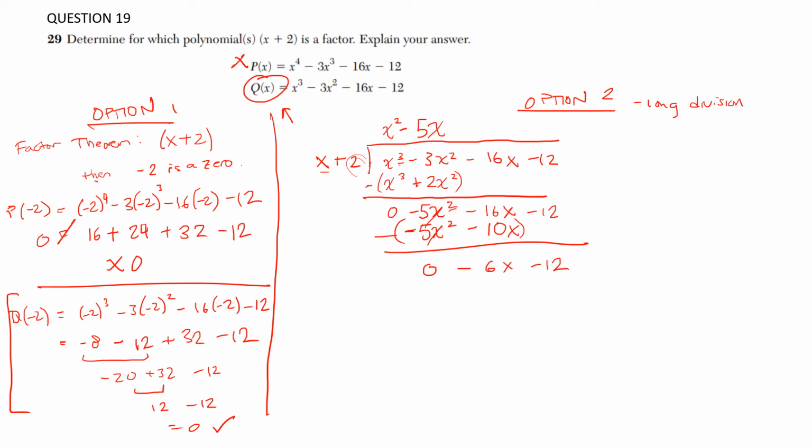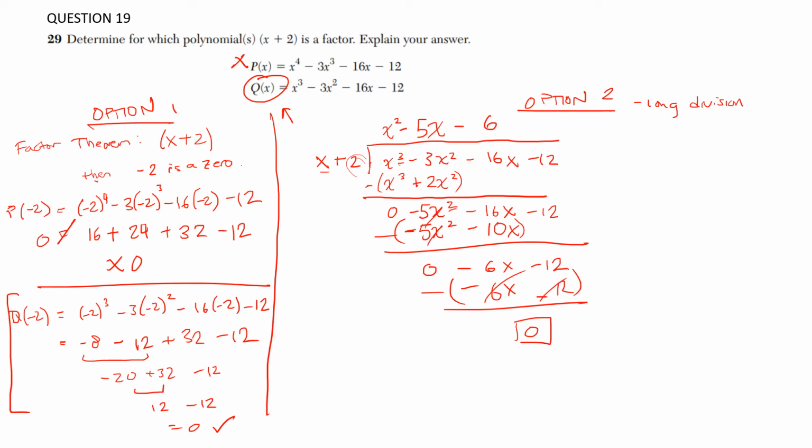Okay, and that's pretty straightforward now. We can simply say times negative 6 up here. That'll give us negative 6x minus 12. And again, subtract that. We'll just cancel both to 0. And our remainder is 0.